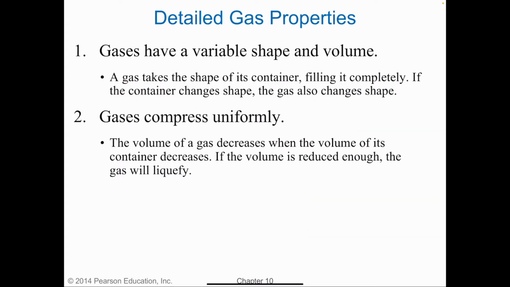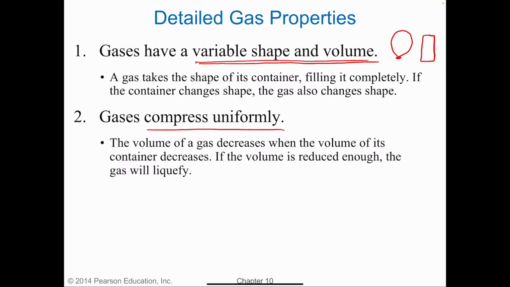So first up, gases have variable shape and volume. We talked earlier in the class about the difference between solids, liquids, and gases. One difference is solids, for example, have a fixed volume and a fixed shape, and liquids have a fixed volume but a variable shape. Well, gases have variable shape and variable volume, so that means if you were to put a gas in a container that's shaped like a balloon, then the gas has the shape of that balloon. And if you were to put the gas in the shape of a cylinder, it's going to have the shape of that cylinder.